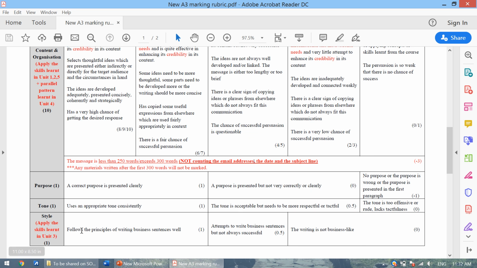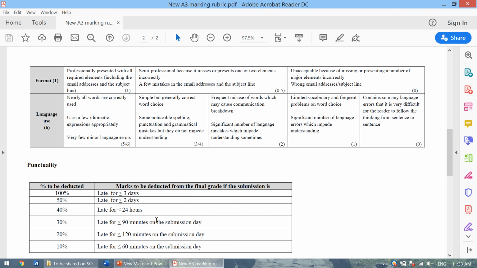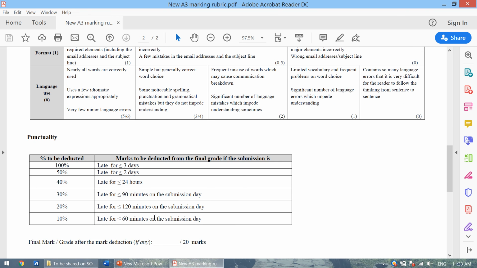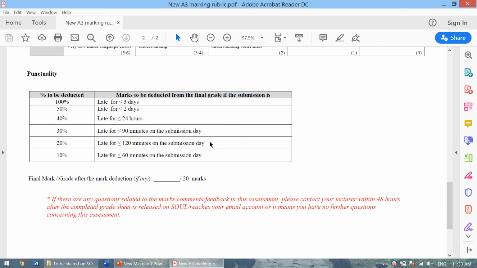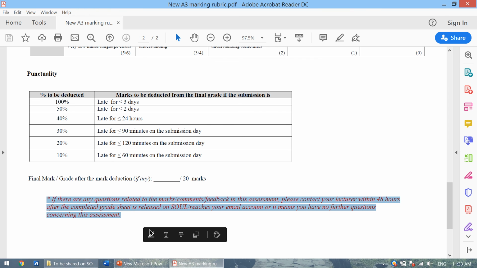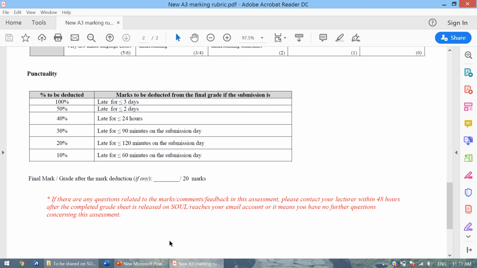And then for the style, please make sure that you revise Unit 3, in which you have learned how to write business sentences. For example, we have learned how to say things in a positive way, not using negative sentence structure or negative expression. And for all the other details, you can read them by yourself, but remember, you will receive a mark penalty if your submission is late. And after everything is released online, make sure that you ask all the questions within 48 hours after you get the feedback and the grades. Otherwise, your questions will not be responded to.